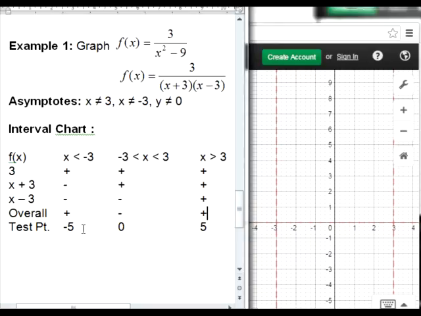Alright, now we're actually going to graph this. Now the way it should look is, I know less than negative 3 is going to be positive, so it should look like this.